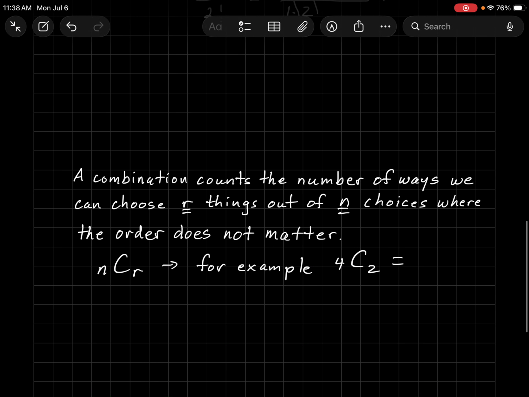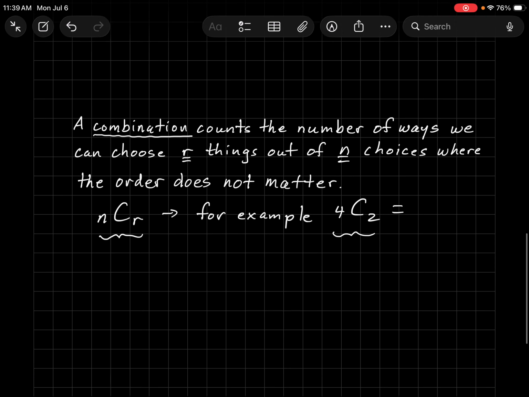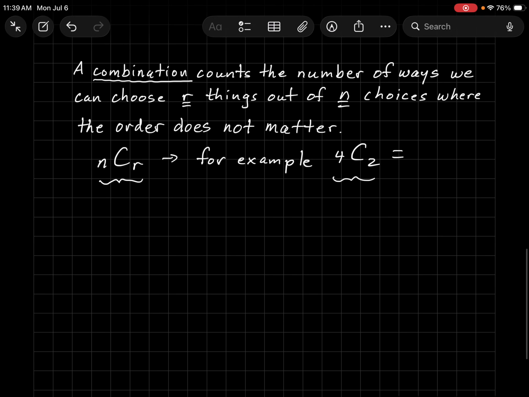Now, a combination counts the number of ways we can choose r things out of n total choices where the order does not matter. The notation for a combination is nCr. Now, for example, we could have 4C2 like this. Now remember, these are counting techniques that we're going to use later on when we do probability. Now let's go back and dig into both permutations and combinations a little bit more and see how they relate.